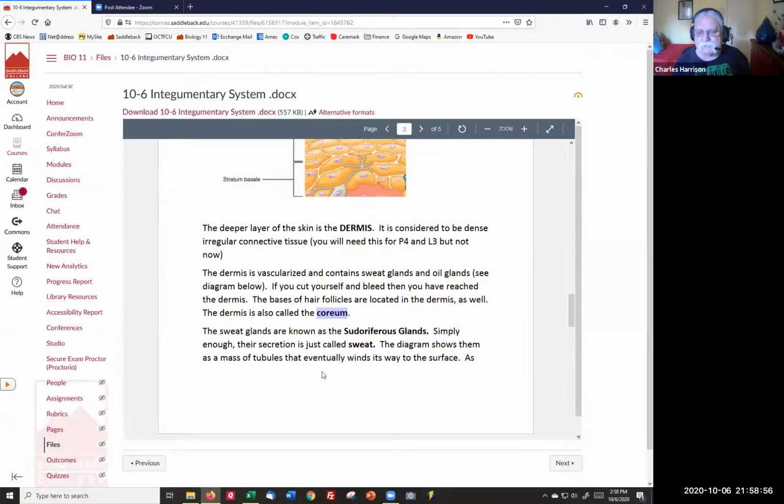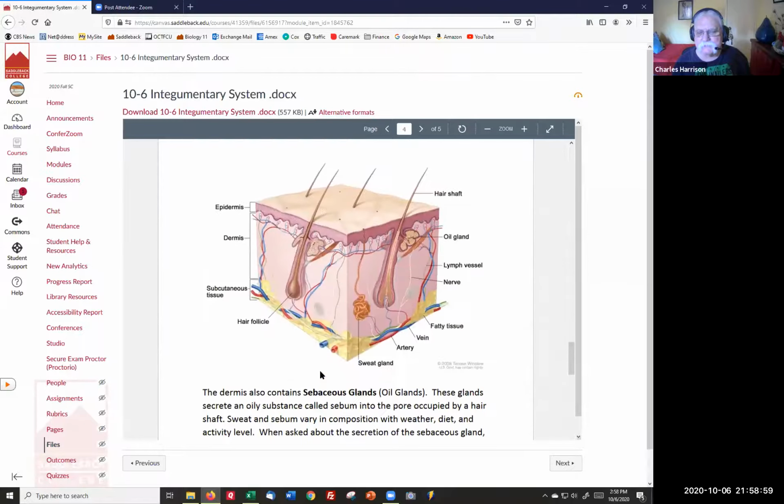The diagram is going to show them as a mass of tubules. Here's the sweat gland, right here. Now they've called it sweat gland. I can call it sweat gland. I can also call it its other longer name, sudoriferous gland. It looks like a ball of yarn, except that the strand is hollow, and as fluid, sweat, enters into it, more and more cause it to go to the surface and exit through a pore.